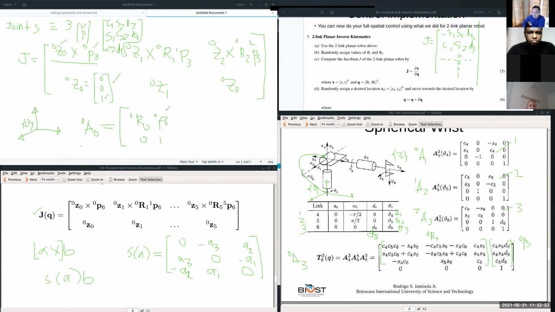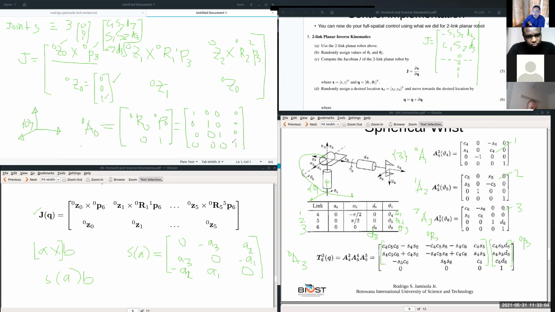What is that? Well, the rotation, of course, there's no rotation with respect to itself. So that is an identity matrix: 1, 0, 0, 0, 1, 0, 0, 0, 1. And then this one, 0, 0, 0. What is the position? It doesn't move with respect to itself. That's all 0. And this is 1.